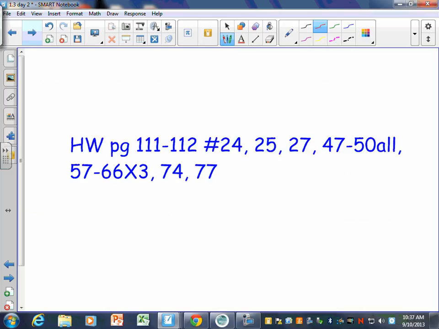So let me do the homework. This is 1, 3, day 2. I kind of just picked some here. 24, 25, and 27, those are practicing with the conjugates. 47 through 50, those are just simplifying like the square root of negative 16, so those will be really quick to do. And then 57 through 66, multiples of 3, those are the quadratic formula. So that's 4 questions that you actually have to work out, either with the quadratic formula or completing the square. And then 74 and 77 are discriminant. So not too bad, especially 47 through 50 will be really quick.